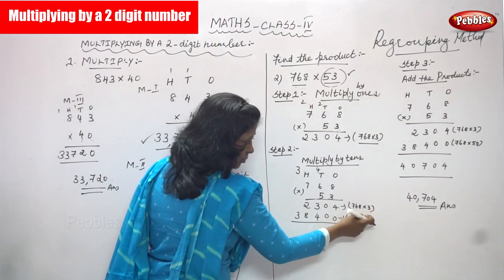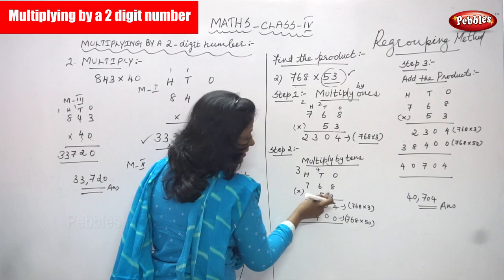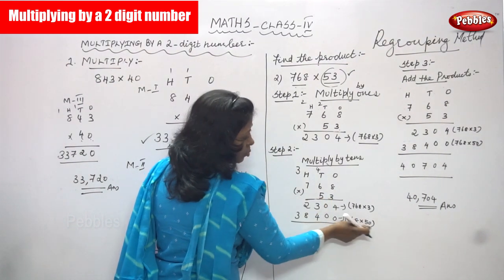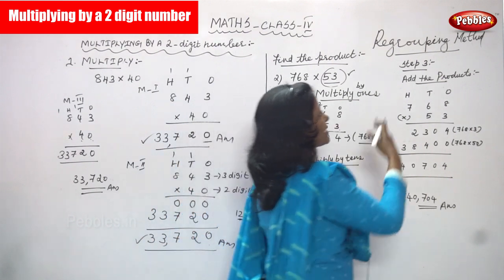3 into 1 you get 3. 5 into 10 you get 50. So this is ones place, 3. This is tens place, 5. That is what I have written. 768 into 50. Now I am going to move on to step 3.